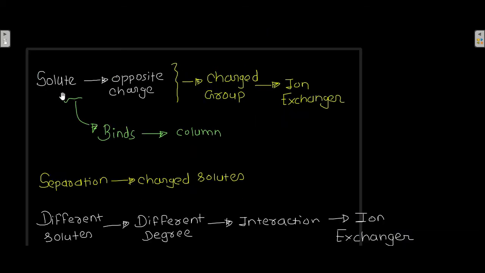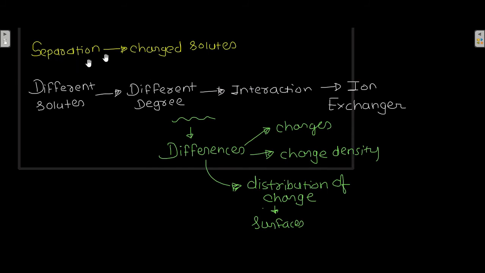Now the solute in a given sample which has an opposite charge with respect to the charged group of the ion exchanger will bind to the column. If the solute has the opposite charge with respect to the charged group present on the ion exchanger, then that solute will bind to the column. The separation of charged solutes happens in ion exchange chromatography because different solutes have different degrees of interaction with the ion exchanger.